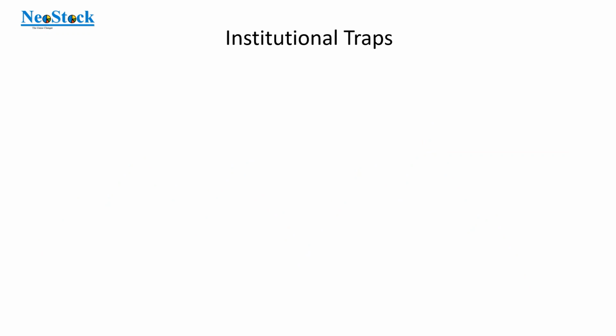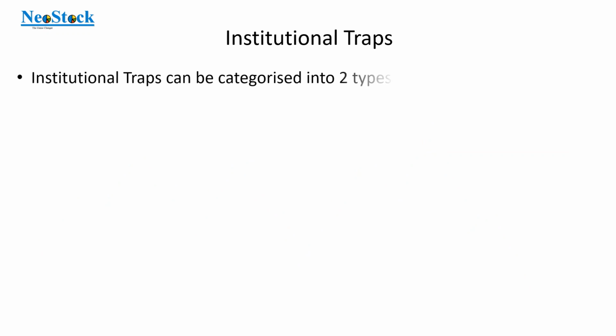So institutional traps are of two types. We can categorize them into two types. First one is a bull trap and second one is a bear trap. So let us discuss this bull and bear trap. For one of these traps I will give you a detailed discussion. The same concept you can apply to the other one. For the other one I will give you more examples. First let us focus on the bull trap.